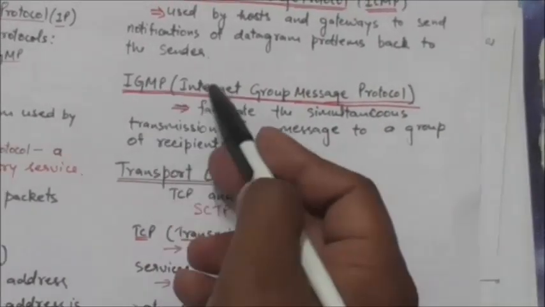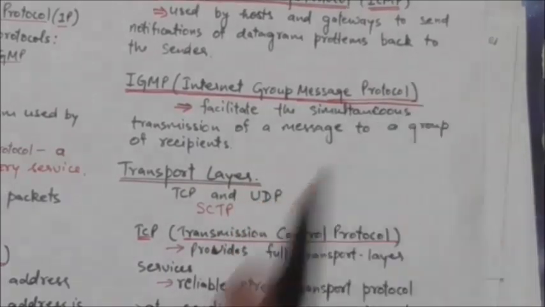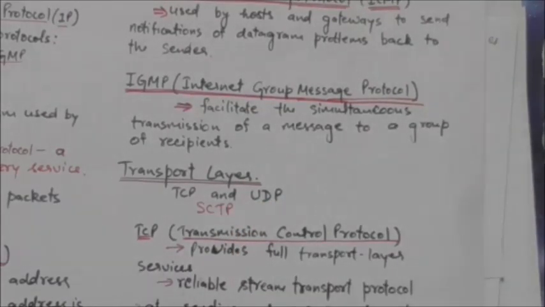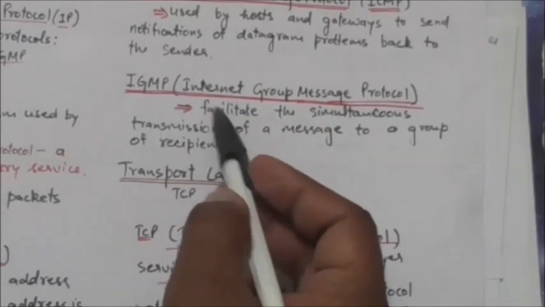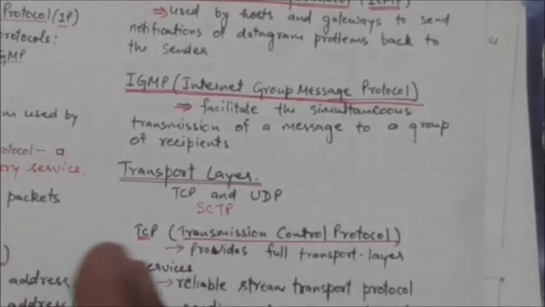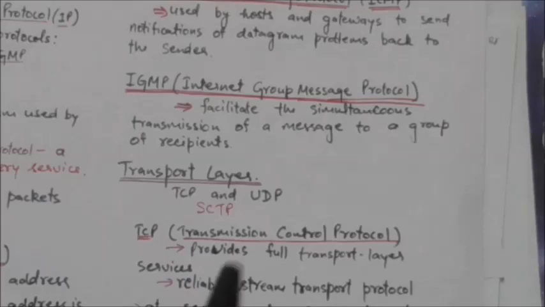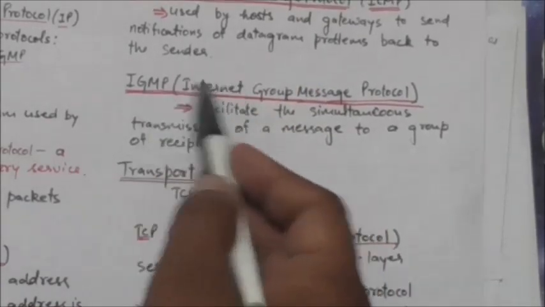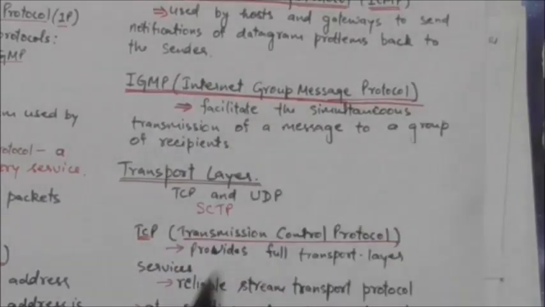Now another is IGMP, Internet Group Message Protocol. This protocol provides the facility for transmitting a message to a group of recipients simultaneously. Sometimes the same message has to be sent to many recipients. So this protocol IGMP provides a facility by which a message can be transmitted simultaneously to a group of recipients.